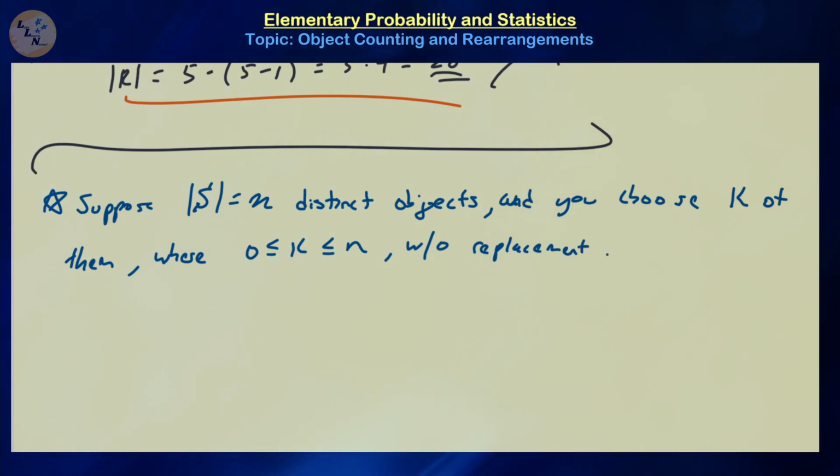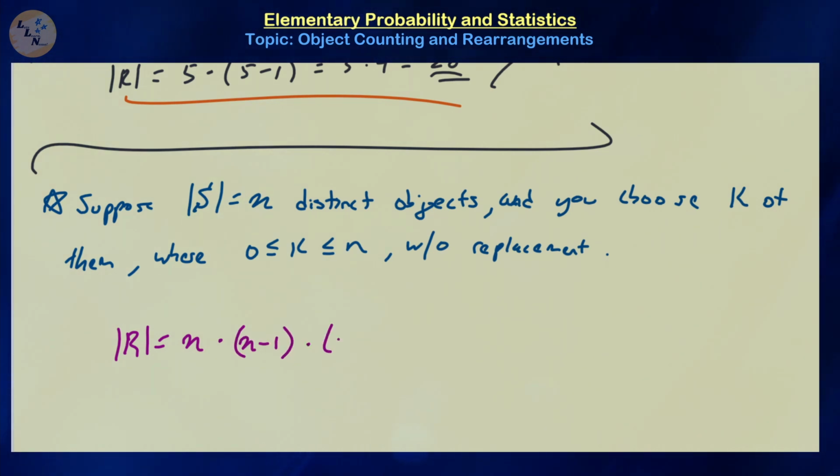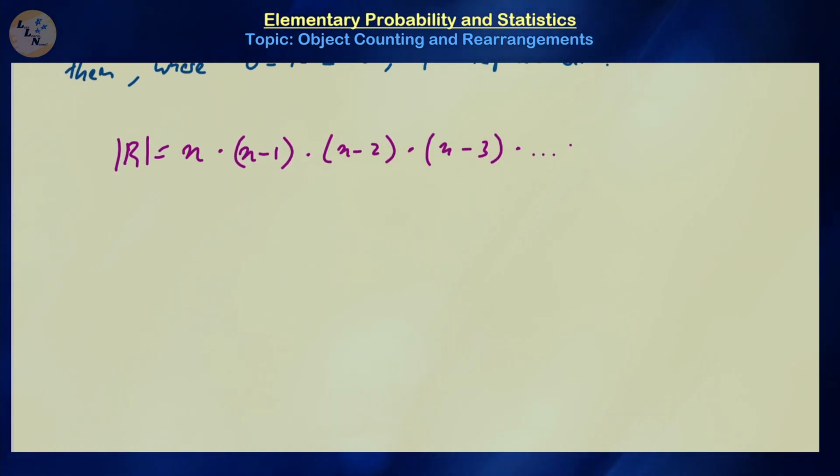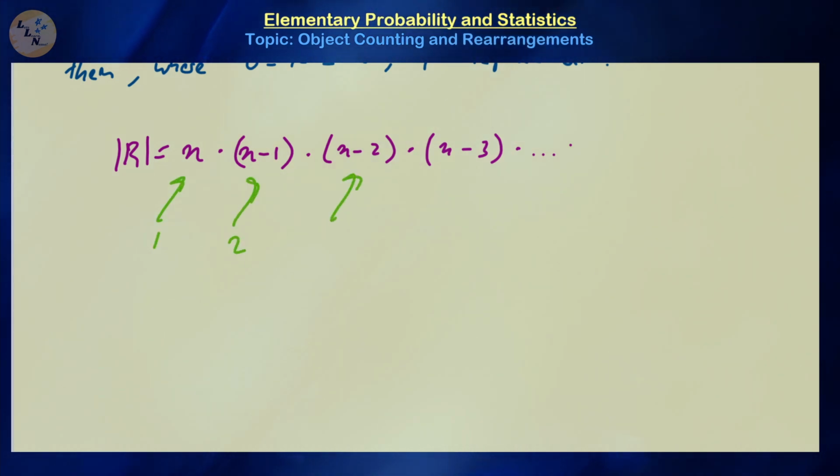So how many object pairs can we have now that are distinguishable? We're going to have n for the first draw, n minus 1 for the second, n minus 2 for the third, n minus 3 for the fourth, and so on, all the way down to the last, kth draw. Now let's see if we can figure out what this pattern is going to be. So this is the first, this is the second, this is the third, this is the fourth.